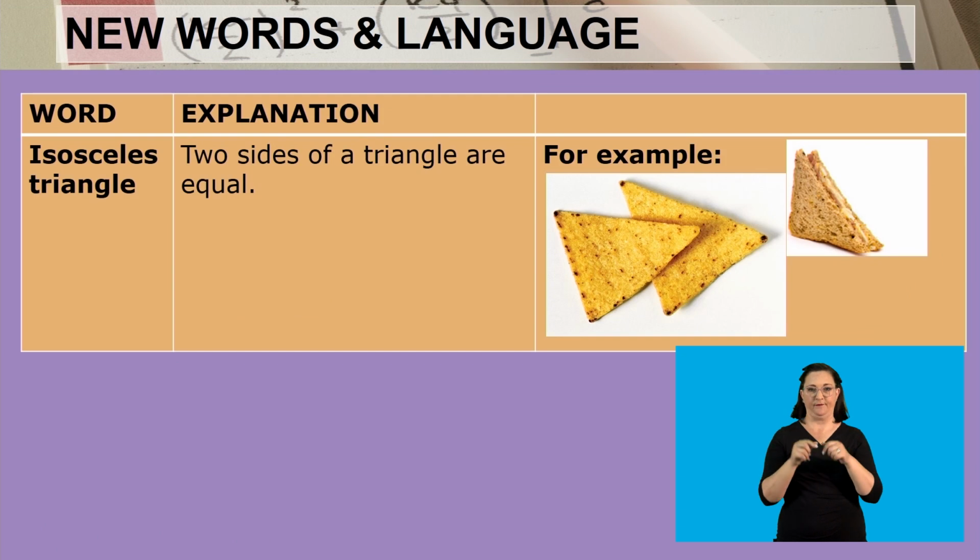The next word we are going to learn is isosceles triangle. 2 sides of the triangle are equal. An example is the regular chips that you would eat. When you look at them, you would see that 2 of those sides are equal, whilst the other one is different from the others. That then is an example of an isosceles.